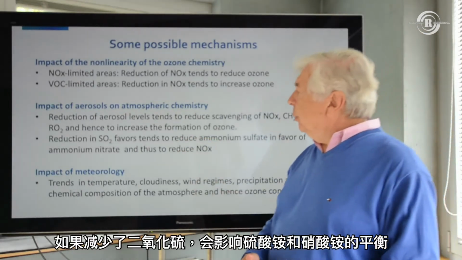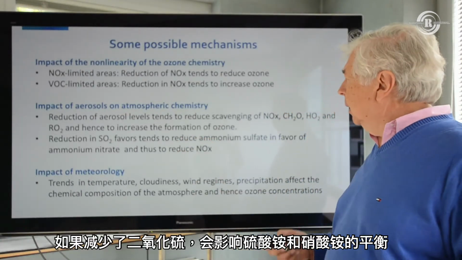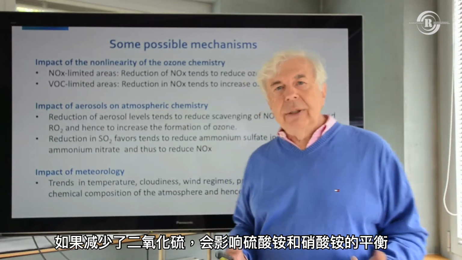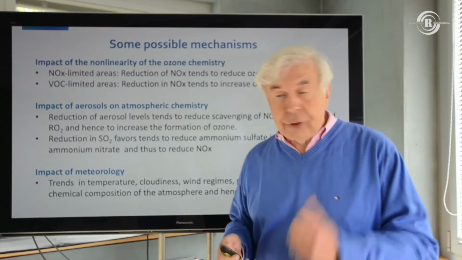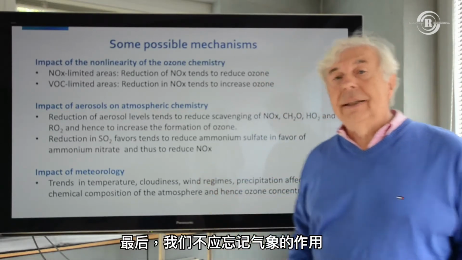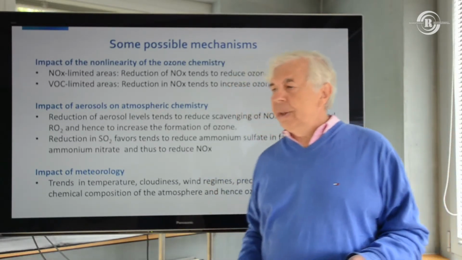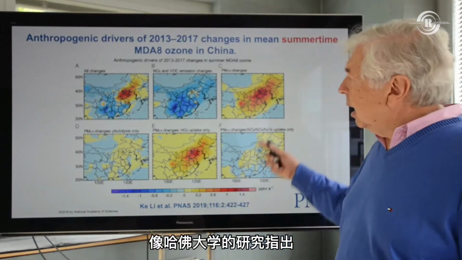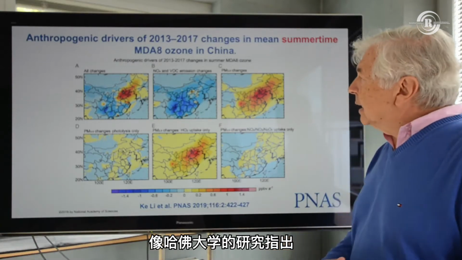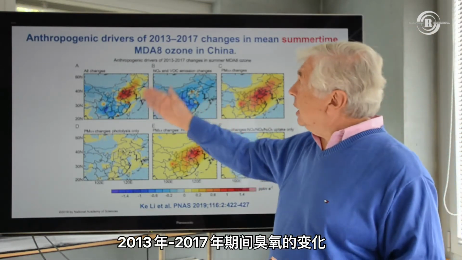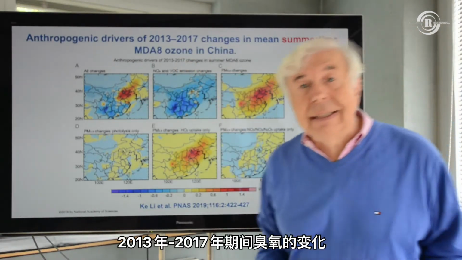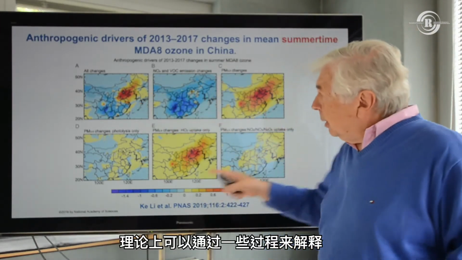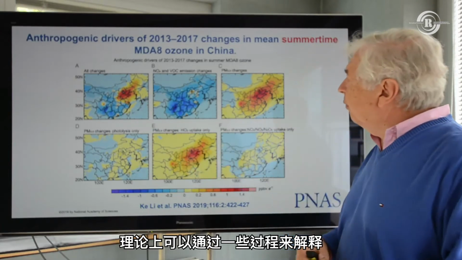And then, of course, if we reduce SO2, as we see it's happening, it has an impact, for example, on the balance between ammonium sulfate and ammonium nitrate. And finally, we should not forget the role of meteorology. So there have been some studies to estimate this, and this is a Harvard study here that shows, for example, that the changes between 2013 and 2017 in ozone can be explained in theory by a number of processes.